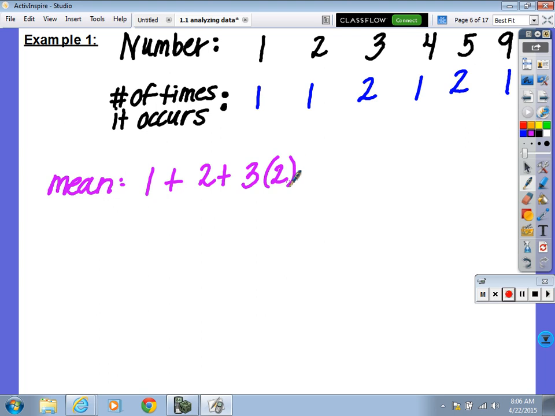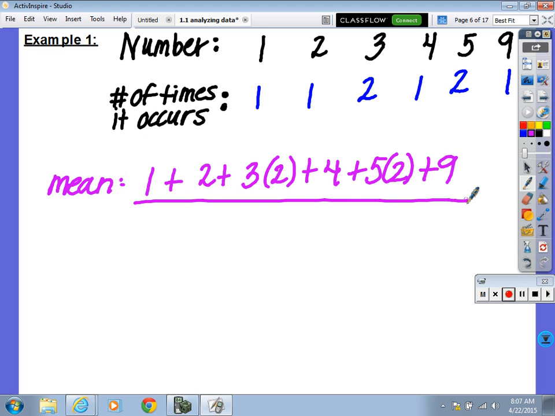Remember that 3 plus 3 is the same thing as 3 times 2. Multiplication is just repeated addition. So I'm just going to do 3 times 2 because there were two 3's, plus 4, plus 5 times 2 because there were two 5's, then plus 9. I'll sum that up, and I'm going to divide it by the total number of points.